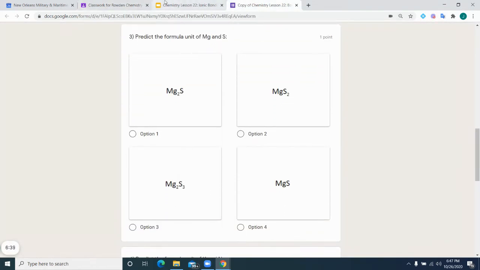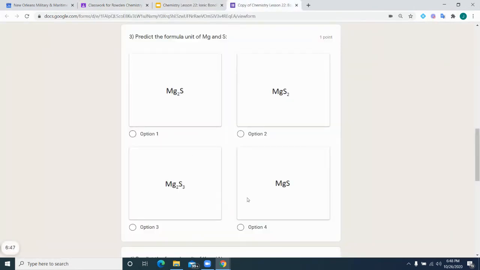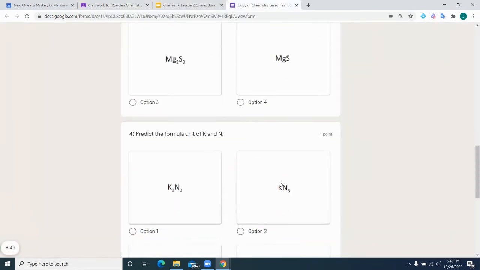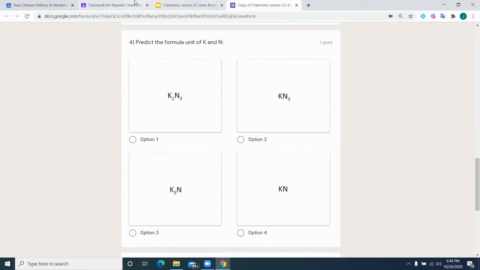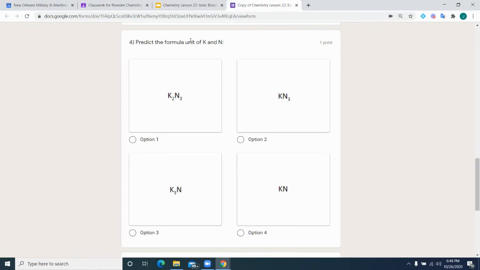Mg and S. Mg is +2. S is going to be -2. So 1 of each. So we're happy with just MgS right here. And then lastly, K and N. So K is +1. And then look at N over here. It's in group 15, so it's -3. So -3 and +1. We're going to need 3 of these K's to balance it out. So it'll be K3N.